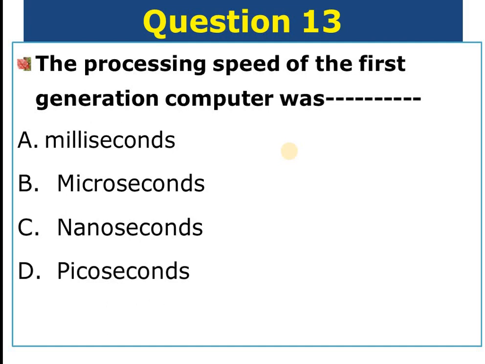The processing speed of the first generation computer was A. milliseconds, B. microseconds, C. nanoseconds, D. picoseconds. The answer is A, milliseconds. Millisecond is larger than microsecond, nanosecond, and picosecond. So millisecond is the processing speed of the first generation computer. That means its speed is smaller.